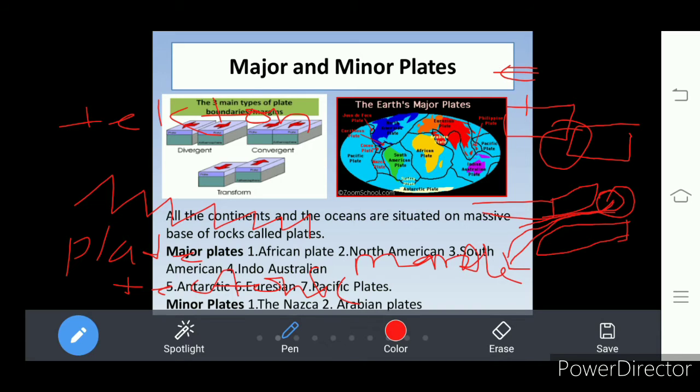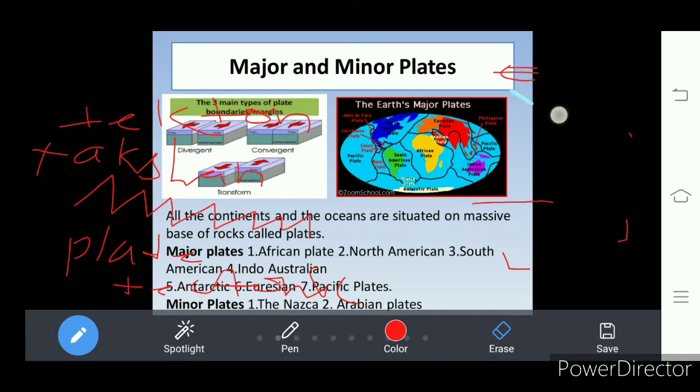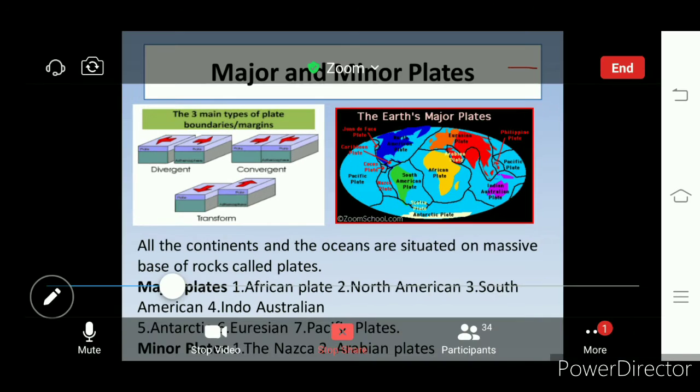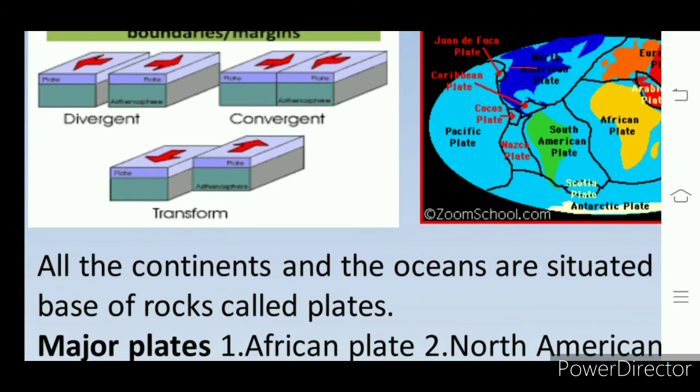Tecton means builder. This word is derived from the Sanskrit word takshan, which means carpenter or builder. So here, when plates push one against another, we see mountains are formed. Sometimes it leads to earthquakes also.